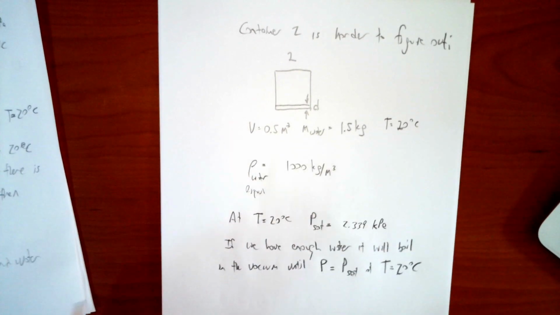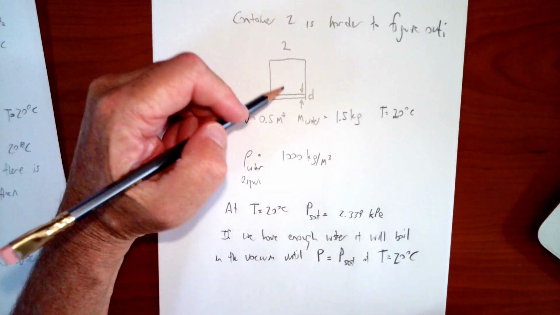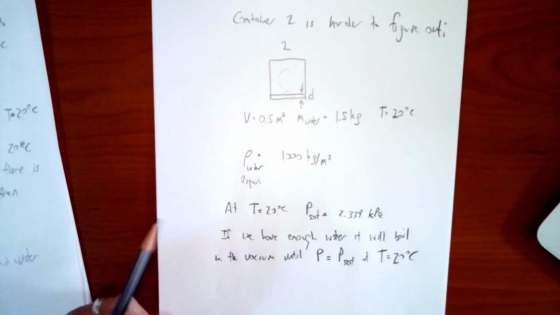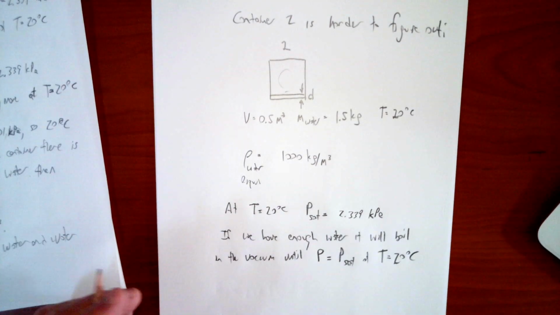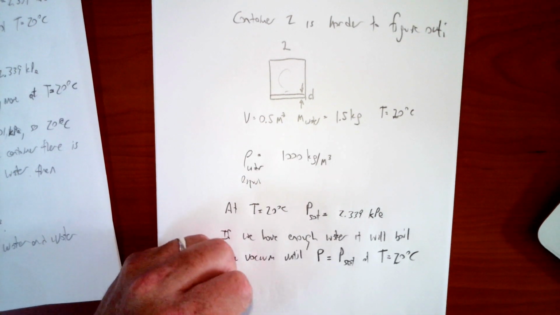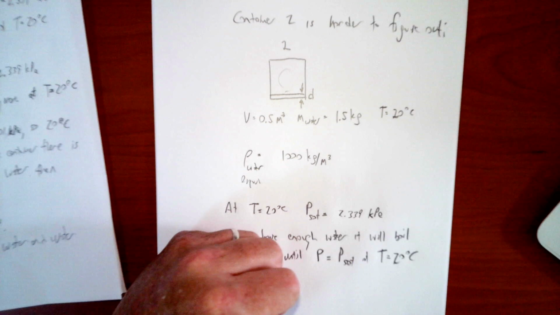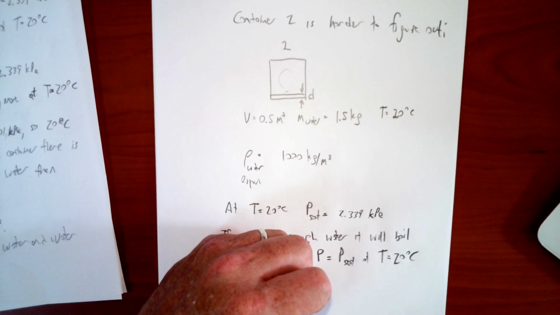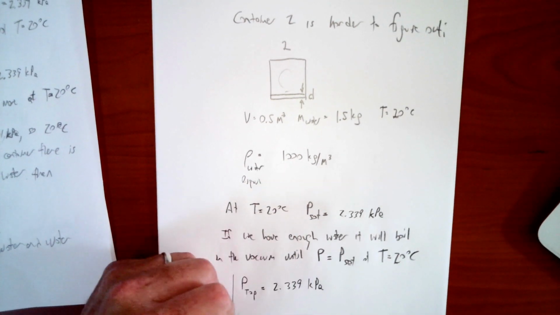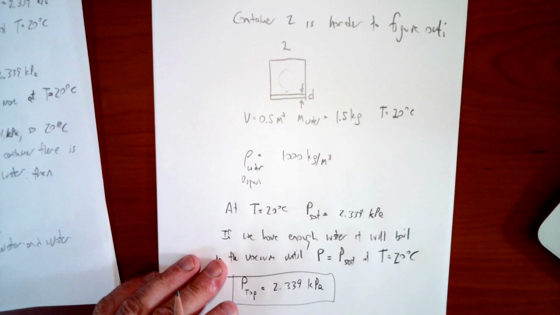So it won't be a vacuum anymore after it starts boiling. There'll be some water in that open space up above. As long as the pressure is below 2.339 kilopascals, the water will keep boiling. It will stop boiling when the pressure in the top of the container becomes the saturation pressure, so it'll reach 2.339 kilopascals. That's the answer to the top pressure, provided that we have enough water. We'll verify that later.